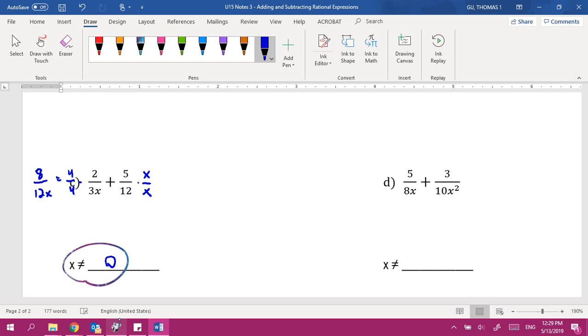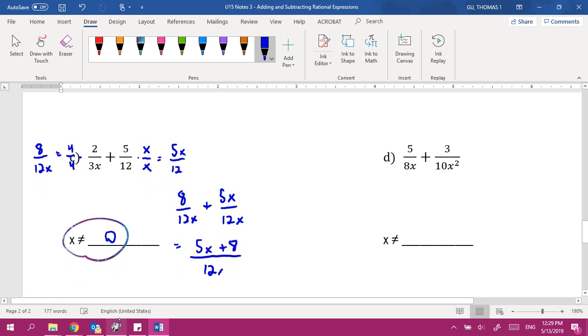Right. Which gives me 5x over 12x. Right, so now I've got 8 over 12x plus 5x over 12x. What should my final answer be then? That's right. Very good. Nice.